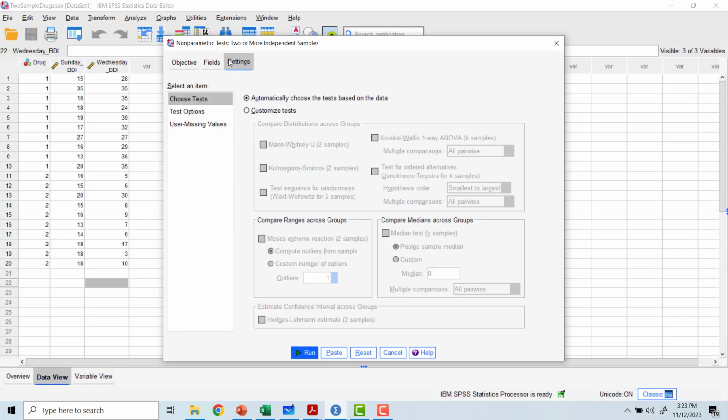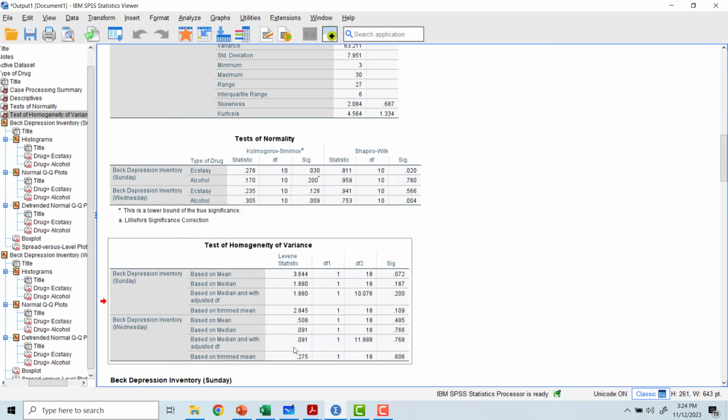And let's just see if it's picked the right test. We're not going to automatically choose the test. We're going to customize. Now, notice we said Mann-Whitney. As I said, the Mann-Whitney and the Wilcoxon rank sum test are the same test. And I've never, ever run a Moses extreme reaction test in my life. So there's a lot of weird and interesting tests on this tab.